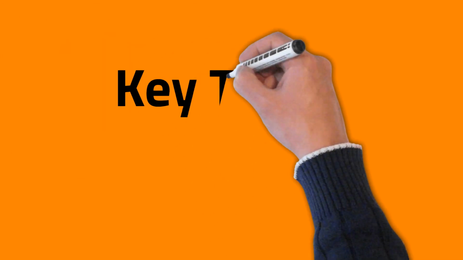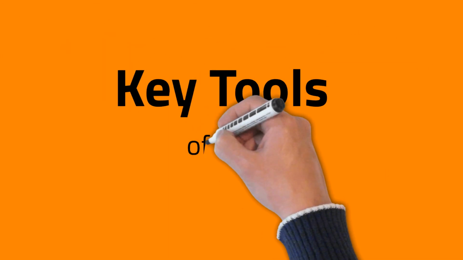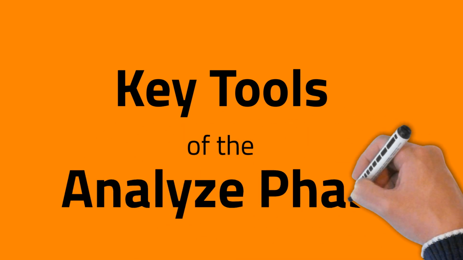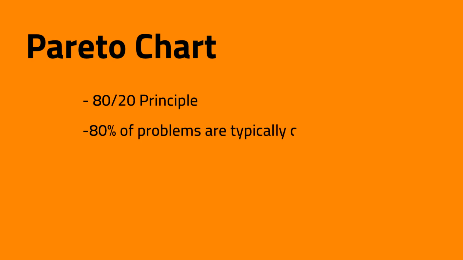To uncover root causes and validate assumptions, the analyze phase relies on a range of key tools. Let's take a closer look at the most important ones. First, we have the Pareto chart. This tool is based on the 80-20 principle, which tells us that 80% of problems are typically caused by just 20% of the factors. A Pareto chart is a bar graph that organizes causes of defects from the most frequent to the least frequent, helping us prioritize where to focus improvement efforts.